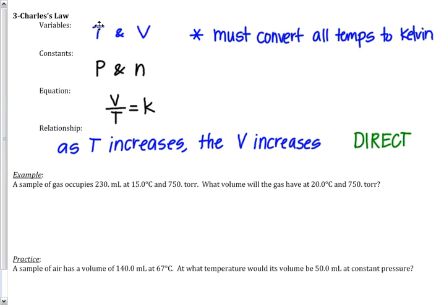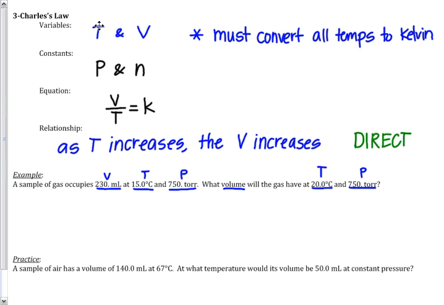So we're going to try an example problem. A sample of gas occupies a volume of 230 milliliters. Now, it might be helpful if you're still shaky on these problems to go through and underline what the variables are. Milliliters means volume. Degrees Celsius is obviously a temperature, and 750 torr is obviously a pressure. Now, the question's saying what volume will it have at 20 degrees Celsius? So now our temperature is changing, but our pressure hasn't changed at all. So our variables are really only the volume and the temperature. Those are the only two things that are changing.